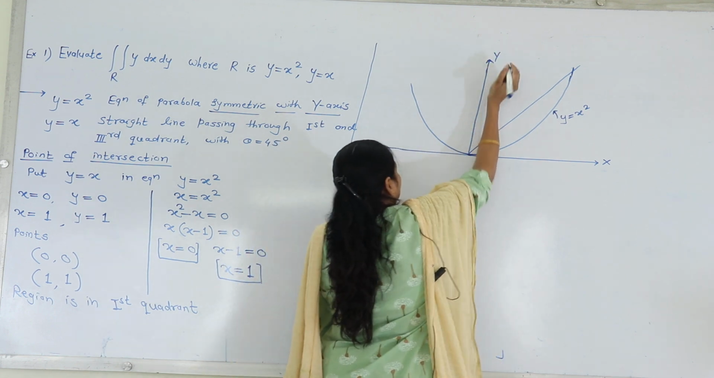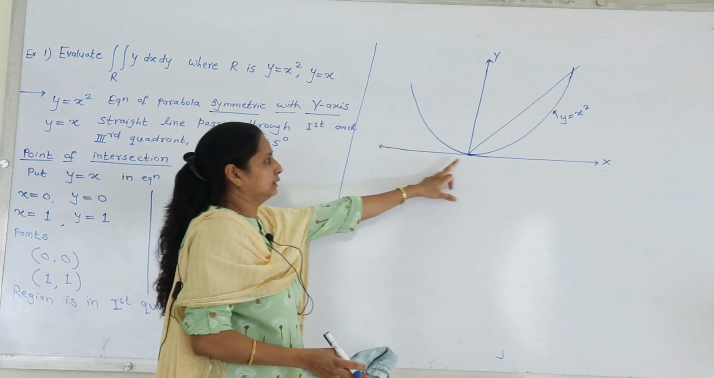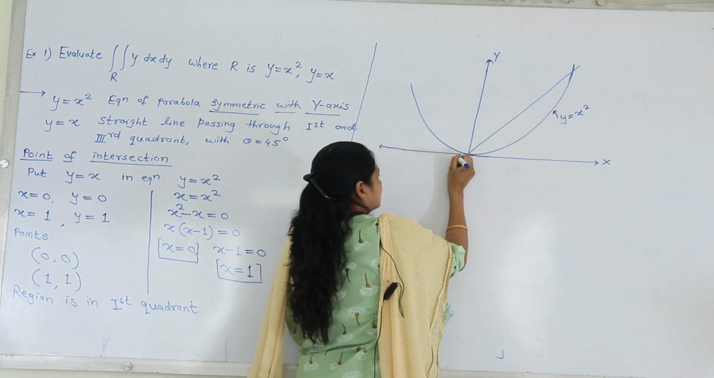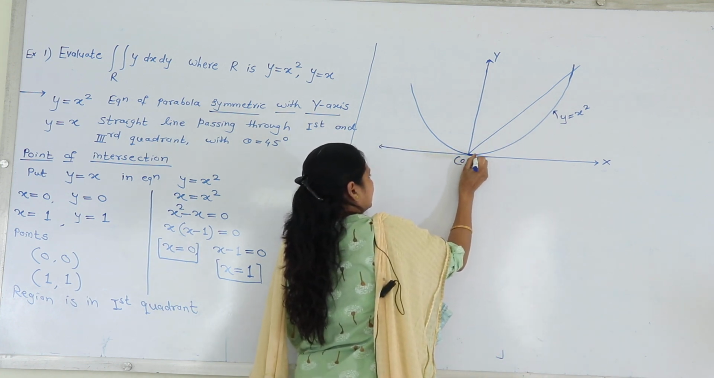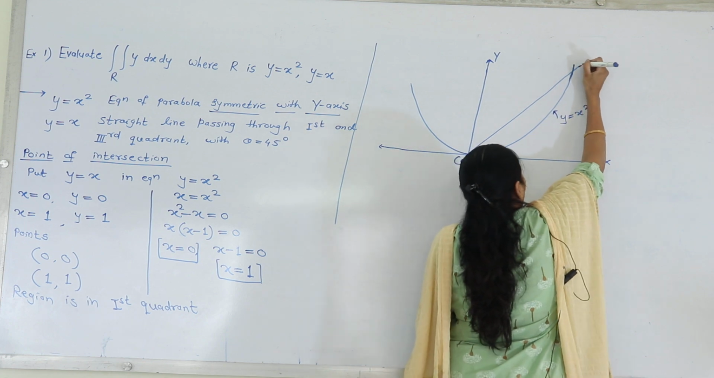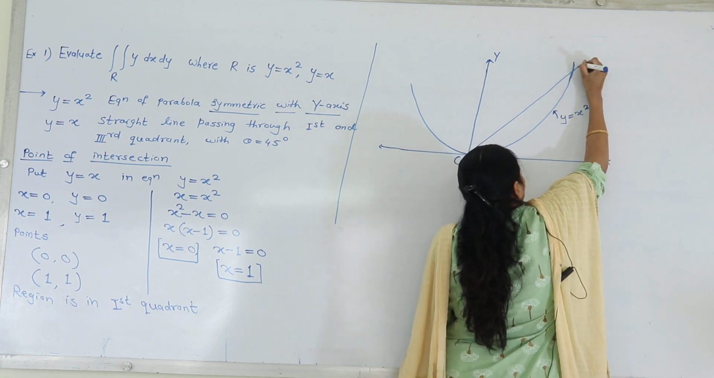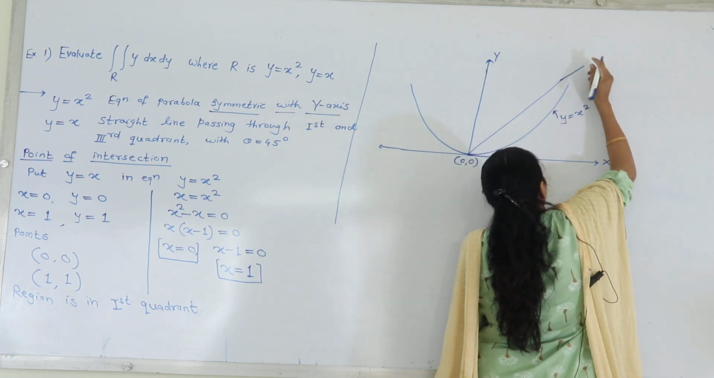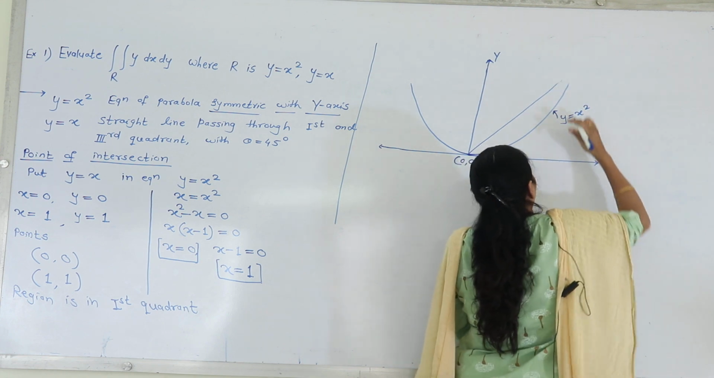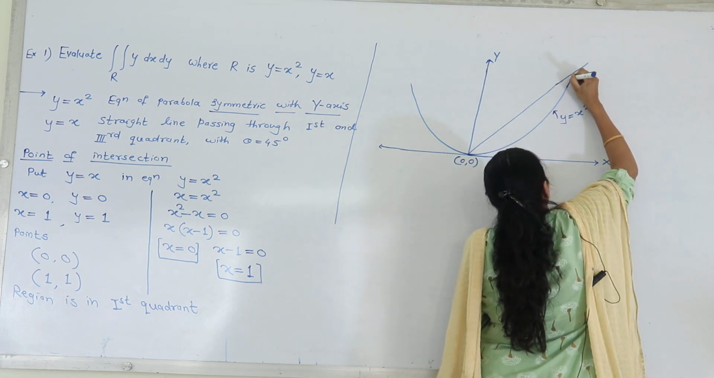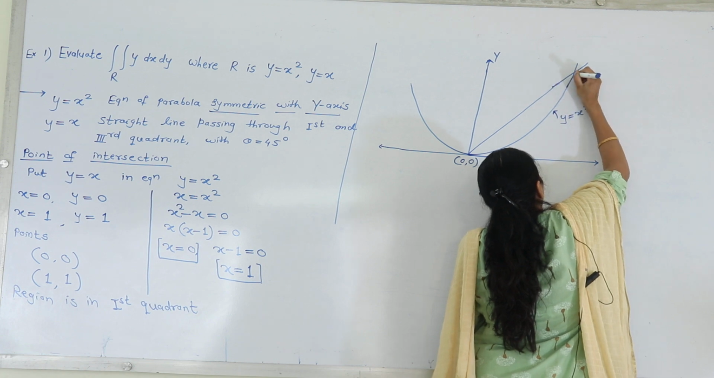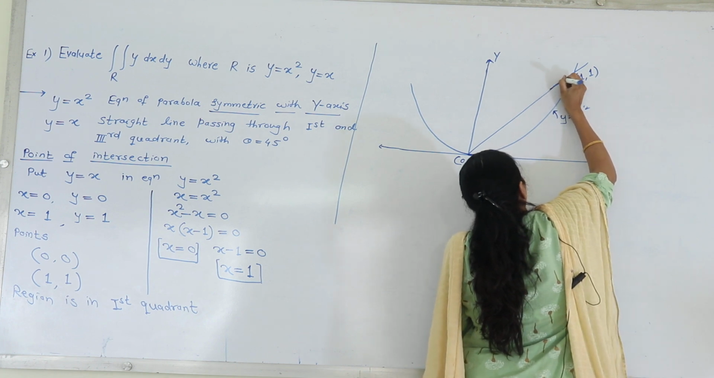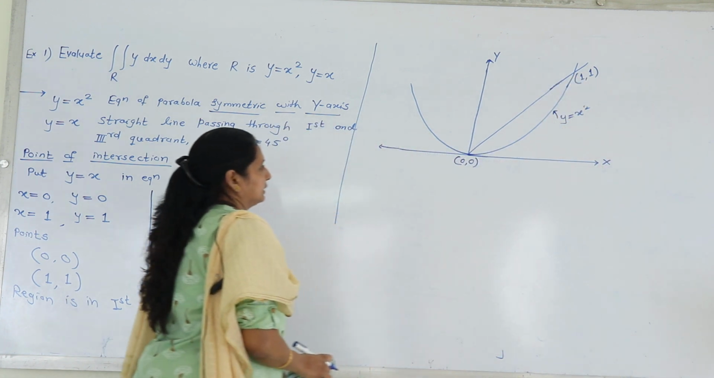and y-axis. The region is only in the first quadrant, because the first point of intersection is 0, 0, that is the origin, and where the line and parabola intersect is the 1, 1 point. The point of intersection is 1, 1. This is plus 1, plus 1. Suppose not an exact figure. This is the region of double integration.